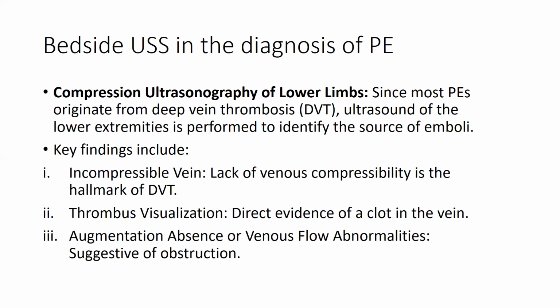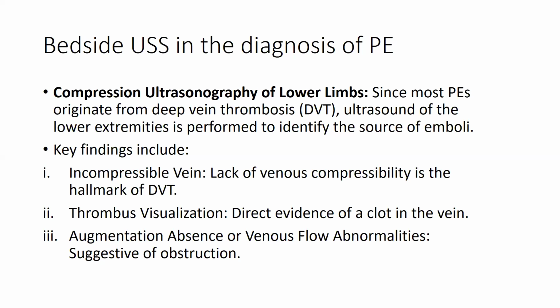You can use your color Doppler. It will help you. And if there's lack of venous compressibility because of the presence of a thrombus, the veins will not be compressible, and it gives you a hallmark sign of DVT. Sometimes you can see the thrombus, especially in the popliteal and the femoral vein, all right?